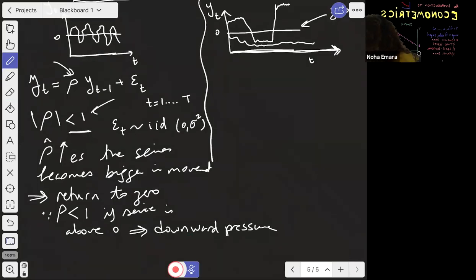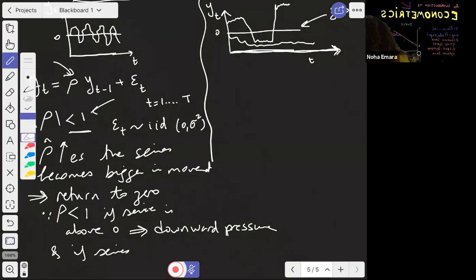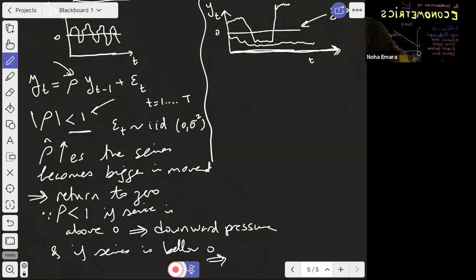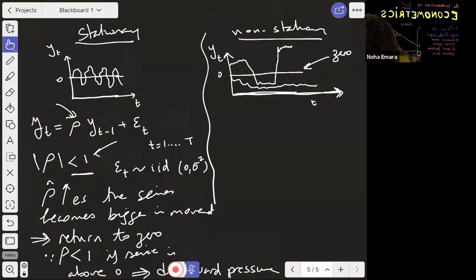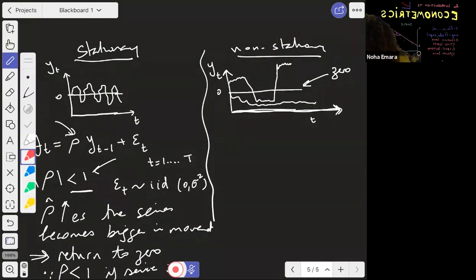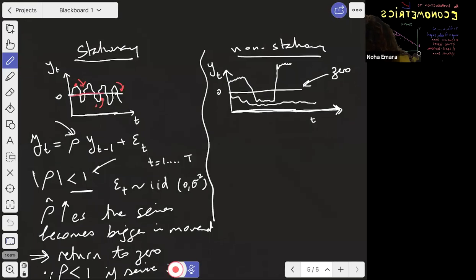So if this is less than 1, anytime I have the series above 0, then I have a downward pressure. And also, and this completes the definition of being less than 1, anytime the series is below 0, then you also have a pressure to go back to the 0. So you would have upward pressure, okay? So that's what makes it stationary. Anytime you're here, you go down. Anytime you're here, you go up, and so on. So that would guarantee that you will always be on the 0. You will always be on the long-term average.